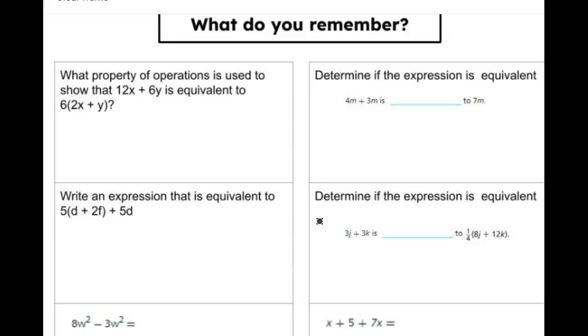So the first one, what property of operations is used to show that 12x plus 6w is equivalent to x in parentheses 2x plus y? That is the distributive property. Because I can pull a 6 out of 12 and 6 and pull it off to the side.